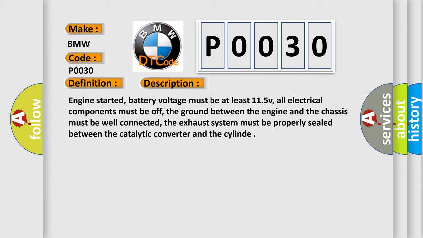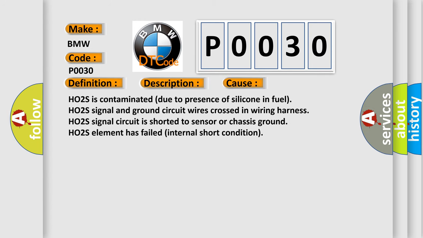Engine started, battery voltage must be at least 11.5V, all electrical components must be off, the ground between the engine and the chassis must be well connected, the exhaust system must be properly sealed between the catalytic converter and the cylinder. This diagnostic error occurs most often in these cases: HO2S is contaminated due to presence of silicone in fuel, HO2S signal and ground circuit wires crossed in wiring harness, HO2S signal circuit is shorted to sensor or chassis ground, HO2S element has failed, internal short condition.